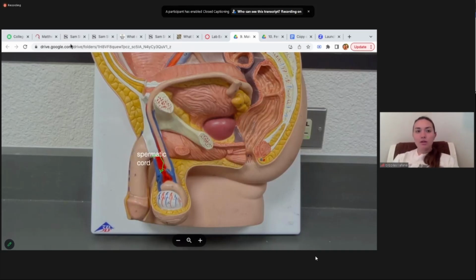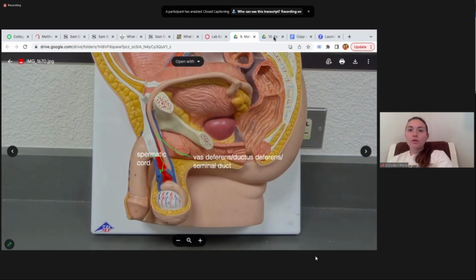Does that make sense? Versus if we were asking you here, it would be vas deferens, ductus deferens, seminal duct. Does that make sense? Spermatic cord is the blood vessels, vas deferens is the tube. Okay, so that's everything for male. Any questions there?